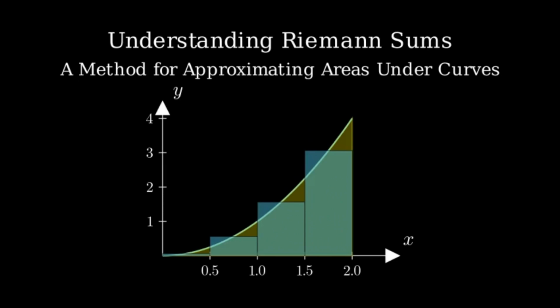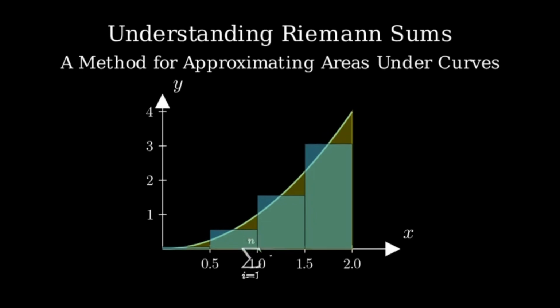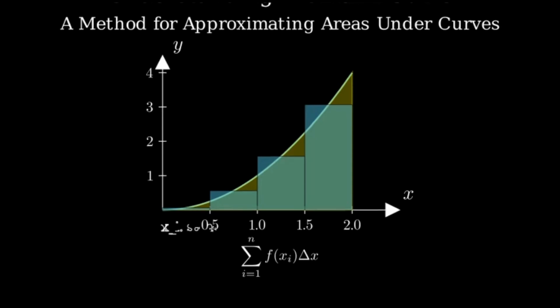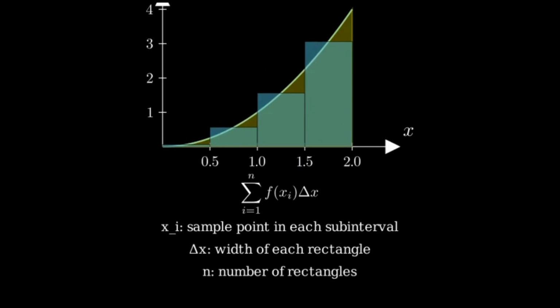Let's look at the mathematical definition of a Riemann sum. For a function f on an interval [a, b] divided into n subintervals of equal width delta x, the Riemann sum is the sum from i equals 1 to n of f of x sub i times delta x. Here, x sub i represents our sample point in each subinterval, and delta x is the width of each rectangle. Let's calculate the left Riemann sum for our example using 4 rectangles.